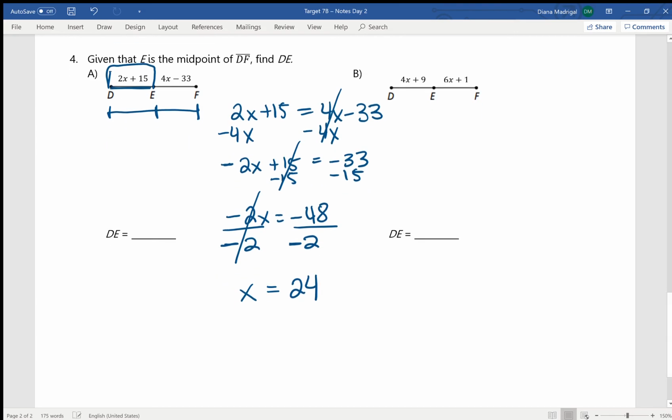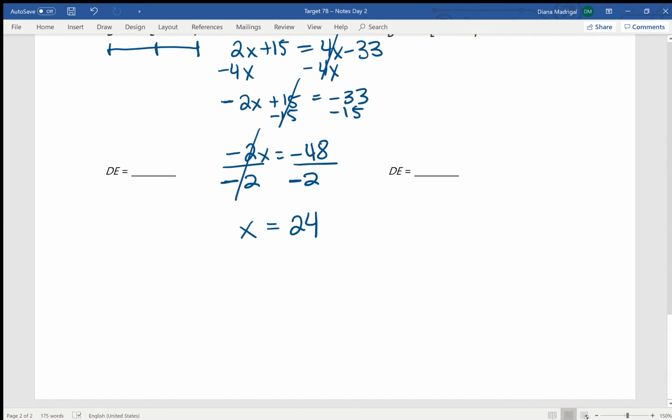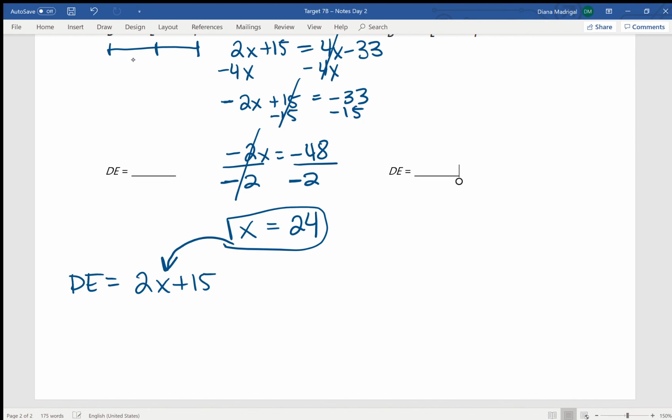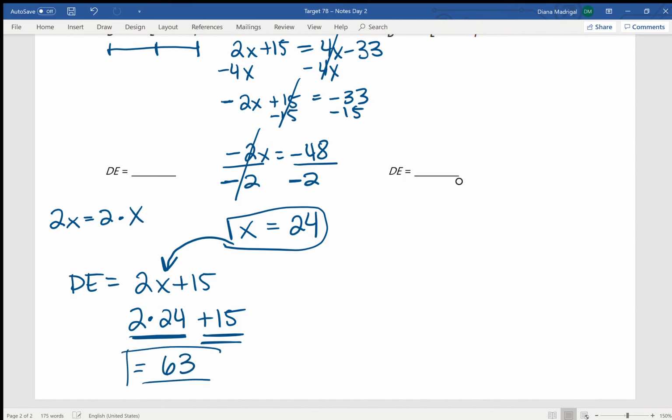Okay, now I'm not done yet. I know what x means, but I still need to figure out how much DE is. DE is 2x plus 15. This x is going to be for this x. And 2x just means 2 times x. So that's 2 times 24 plus 15. You have to do this first, and then you have to add 15. So my answer is going to be 2 times 24 is 48, plus 15 is 63. This is my final answer.